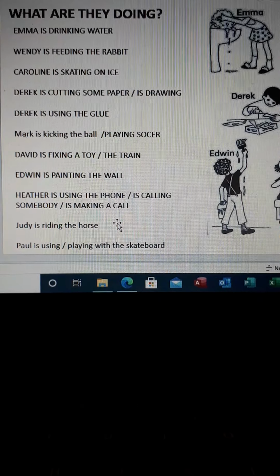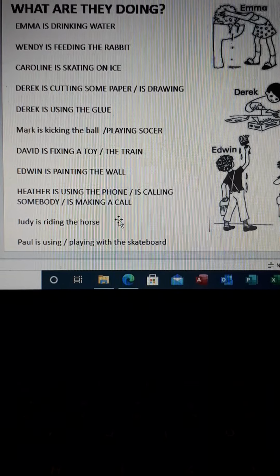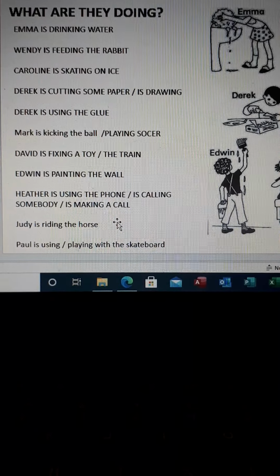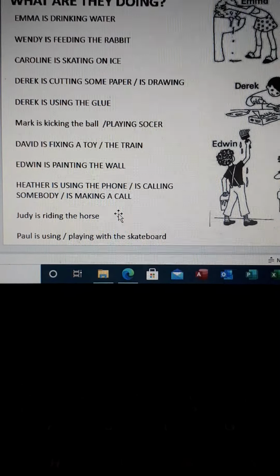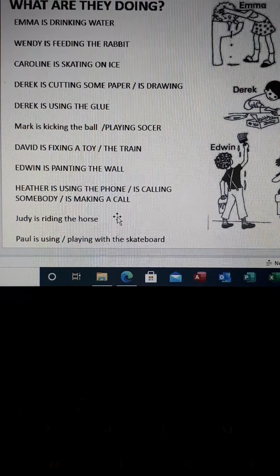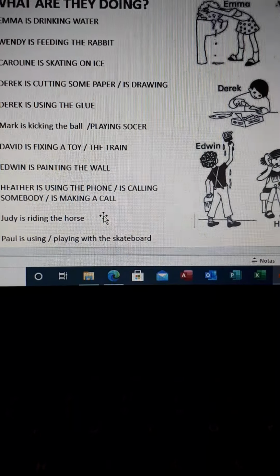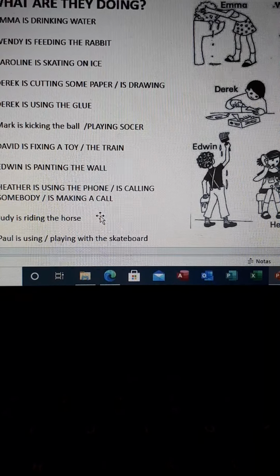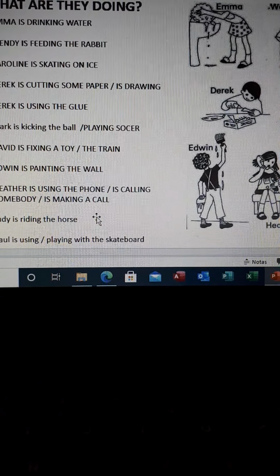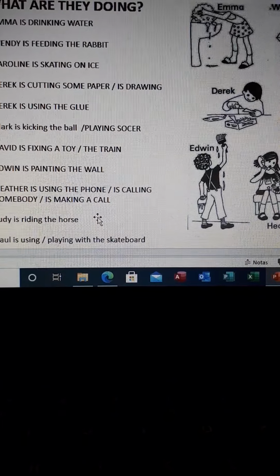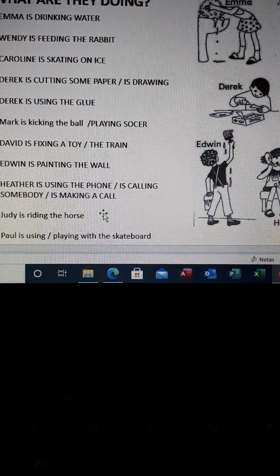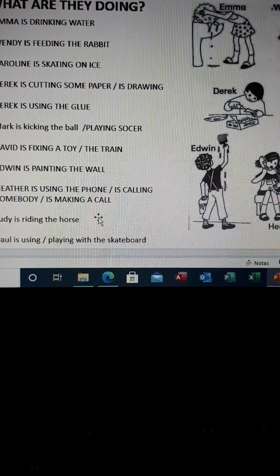Mark is kicking the ball, or Mark is playing soccer. David is fixing a toy, or David is fixing the train, or is fixing something simple. Edwin is painting the wall, or is painting the school, is painting his room. Heather is using the phone, or Heather is calling somebody, or Heather is making a call, or Heather is receiving a call. That's it. Judy is riding the horse, and Paul is playing with the skateboard.